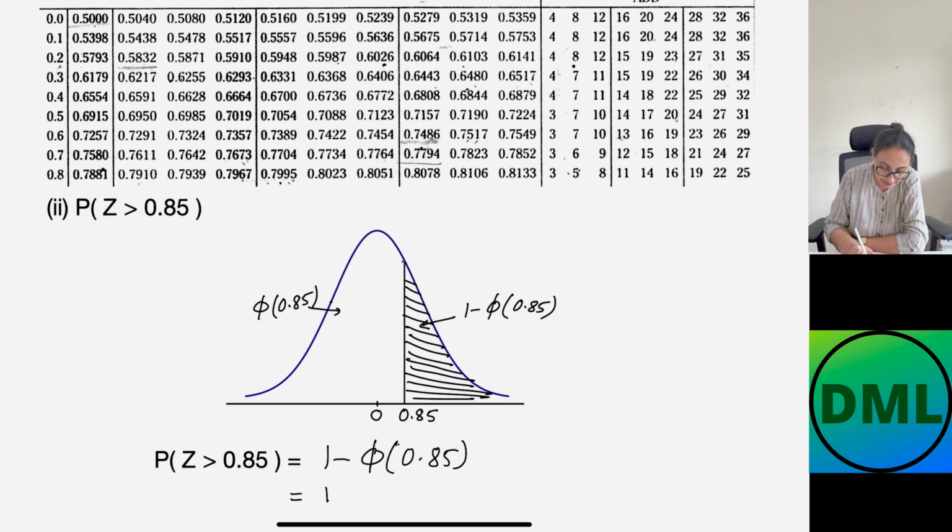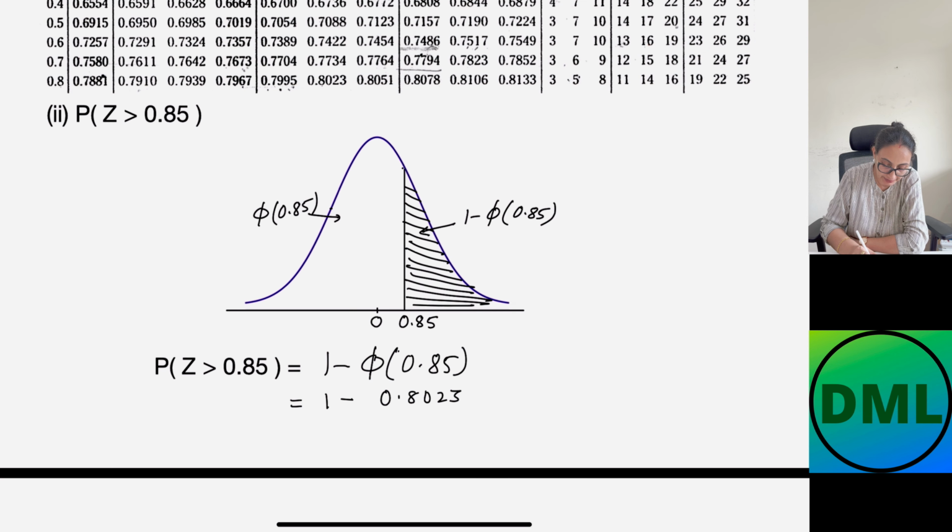Let's write down the answer here. 1 minus 0.8023. I need to subtract it from 1. So let's subtract it and write down the answer. My answer will be given by 0.1977. This will be your answer.